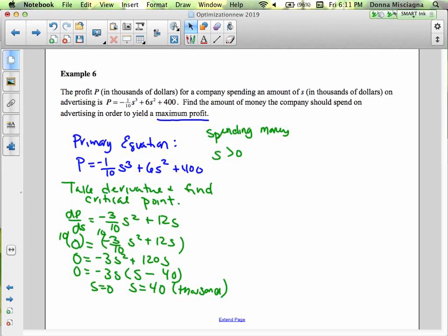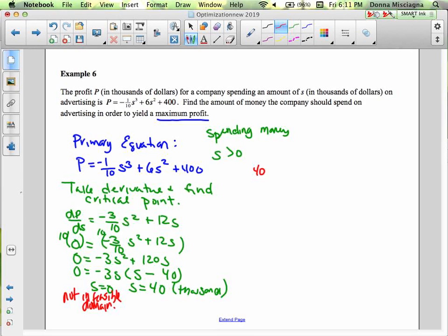Let's do the first and second derivative test. All right, let's make sure this is actually a maximum. So we've got 40, and S equals 0 is not in the feasible domain. So we have 40, and then we'll use 1, and I guess 41. So if I plug a 1 into the, actually let's do 50 instead of 41. That'll be easier to plug in. If we plug in a 1, we're going to have a positive number. We're going to have 12 minus 3/10, so whatever that is, positive.